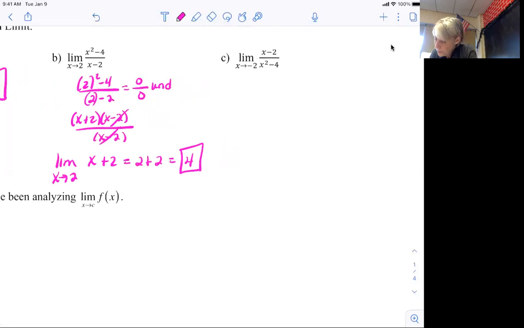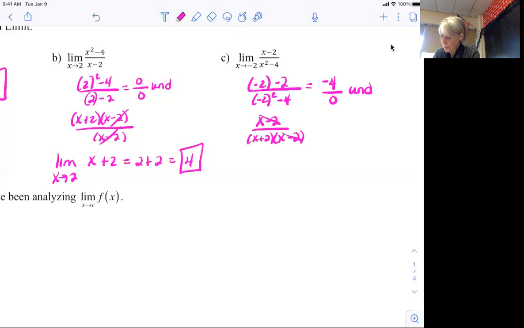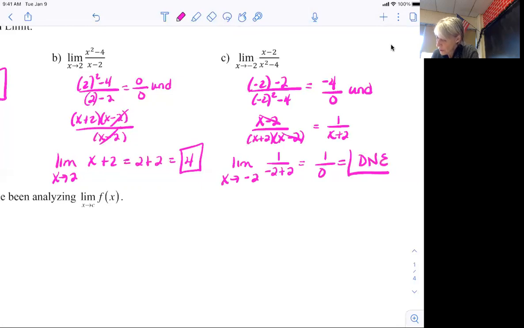In part C, start by plugging in. You always start in the same place. Negative 4 over 0, we're undefined. I'm going to go back to my original function, factor, simplify, and reevaluate. And this time, since I don't get an answer on my second try, the limit does not exist.